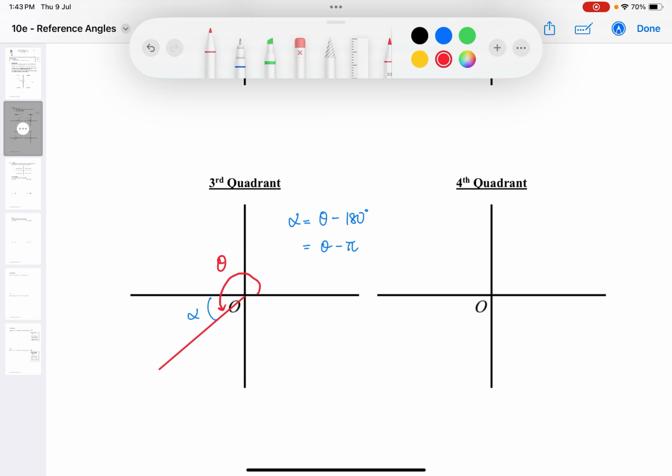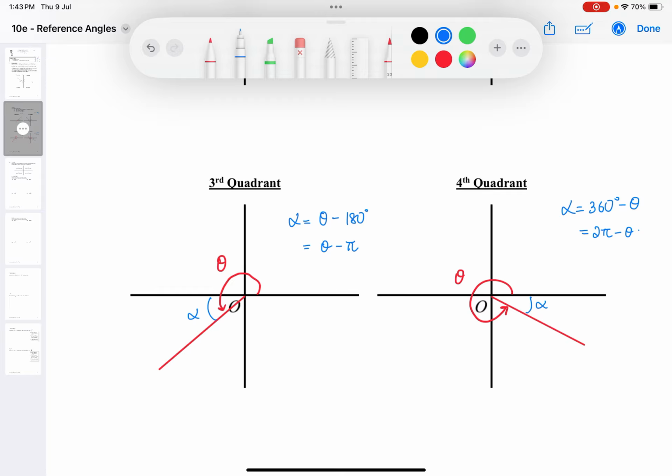If your angle is in the fourth quadrant, that means you are greater than 270 but less than 360. Then your angle alpha will again be between the line and the x-axis, and this time it will be 360 minus theta, or 2 pi minus theta.